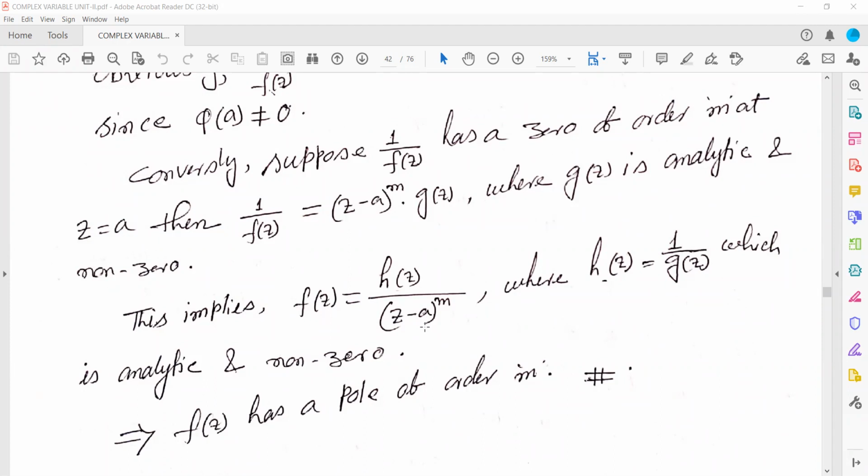And so f(z) has a pole of order m. This h(z) will not be 0, it is non-zero and analytic, so 1 upon (z minus a) to the power m. So this z equal to a is a pole of order m.